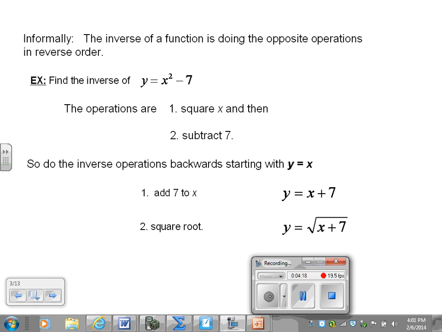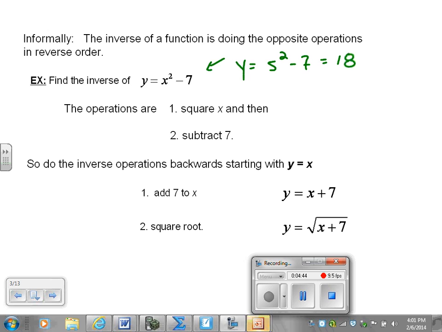Let's see what we actually accomplished here. I'm going to bring back the idea of composition of functions to help me out. I'm going to pick a random number, let's say 5 for x. In my original function, when I put in 5, I get y equals 5 squared minus 7. That's 25 minus 7, which is 18.